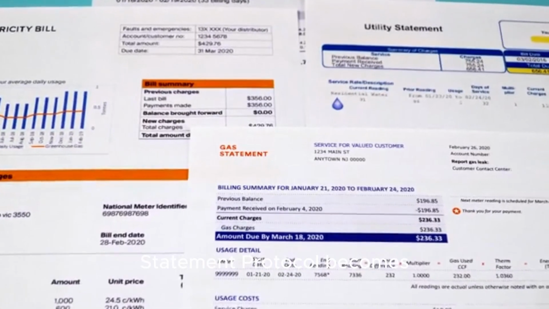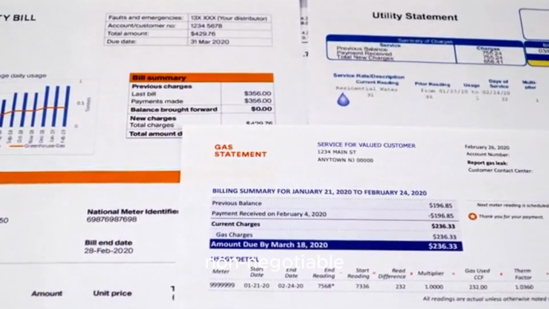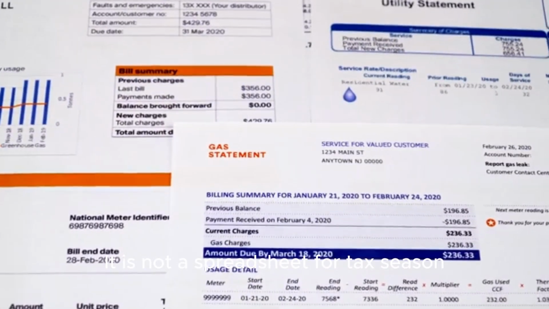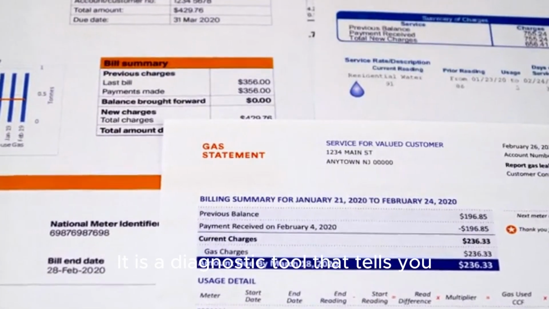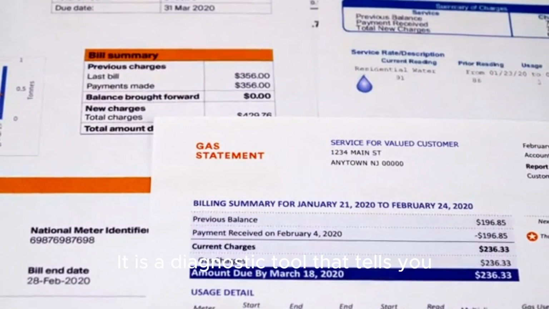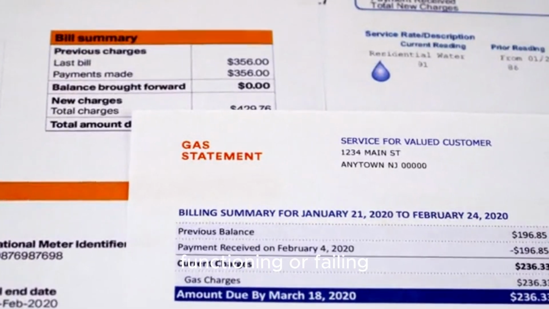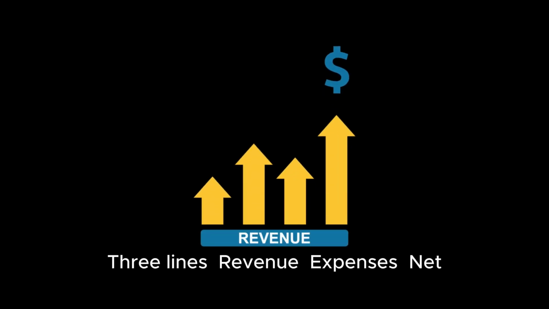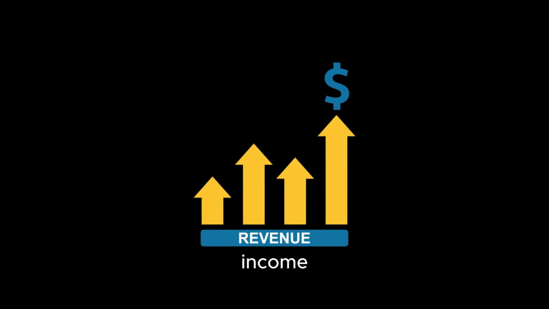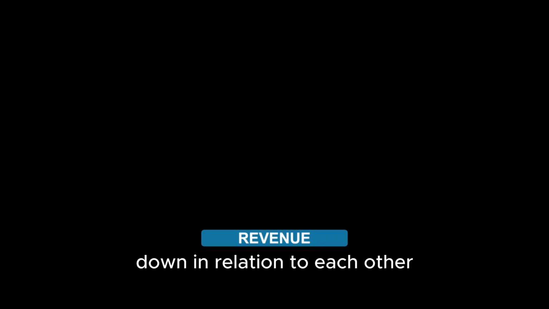This is where the profit statement protocol becomes non-negotiable. It is not a spreadsheet for tax season. It is a diagnostic tool that tells you whether your home-based income system is functioning or failing. Here is the structure. Three lines: revenue, expenses, net income. That is the entire framework. But most people never write those three lines down in relation to each other.